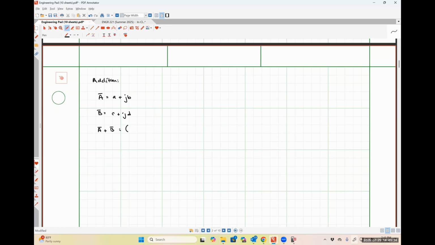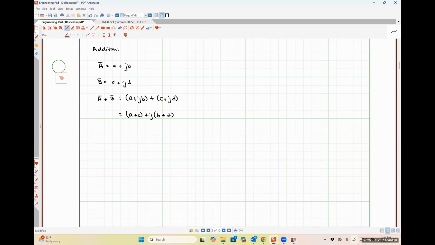So this would look like a plus jb plus c plus jd is going to give us a real part of a plus c plus an imaginary part of b plus d. So you add the real parts together and you add the imaginary parts together. That's it. So there's addition. There is not an easy way to do addition using polar form or exponential form complex numbers. So I'm just going to leave it with this rectangular explanation and we'll call it a day.